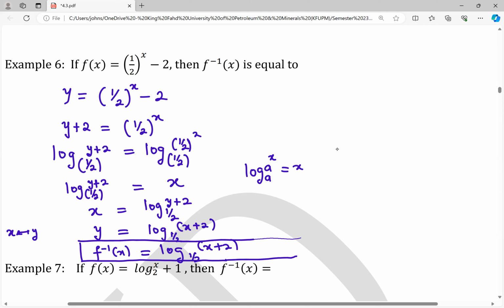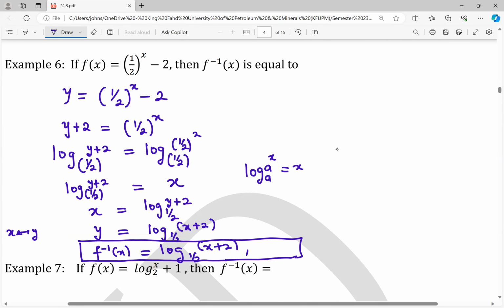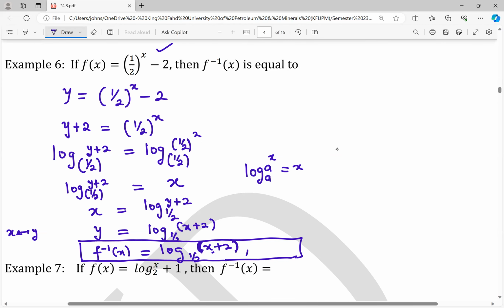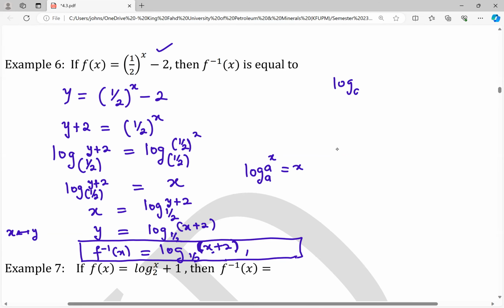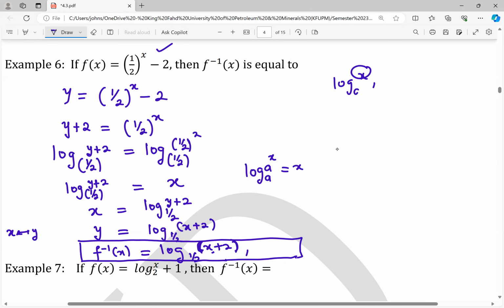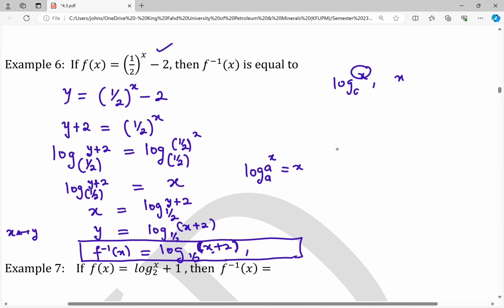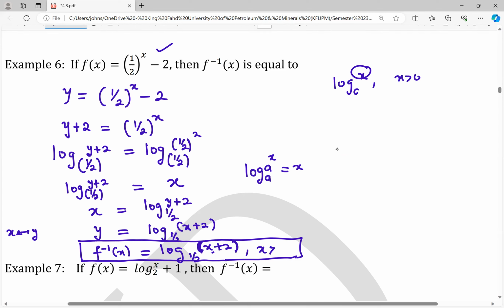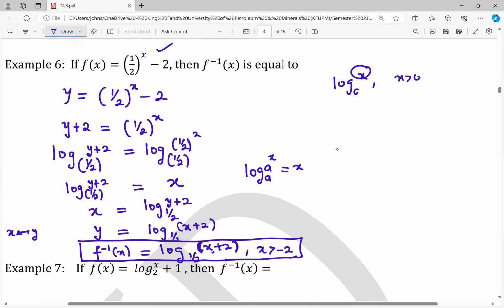And now it's good we know the domain, right? What is the domain of f inverse? The domain of f inverse comes from the range of f, and you can see the range of this is going to be -2 to infinity. Or you can see here, this is x plus 2, and this x plus 2 cannot be negative. Remember, when we defined logarithm, we said that this argument always has to be positive. It cannot be 0. So it's just like saying x plus 2 has to be greater than 0, which means that x has to be greater than -2.